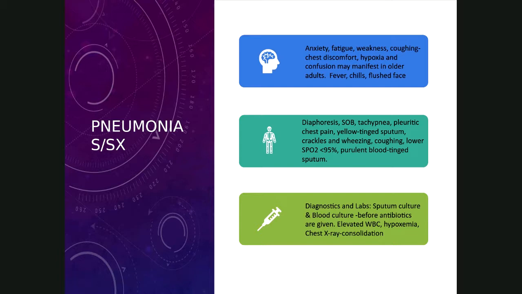It's usually a sputum culture and blood cultures. You want to do these before giving antibiotics, so we know which bacteria to treat. And then you'll see elevated white blood cells. You'll note hypoxemia. And on a chest x-ray, you'll notice consolidation, which is just kind of a graying out of the area that's infected.